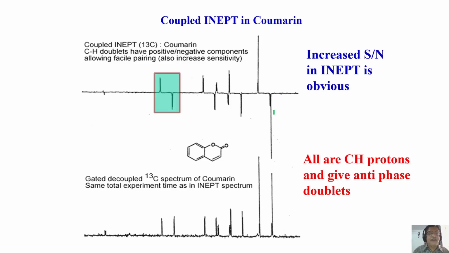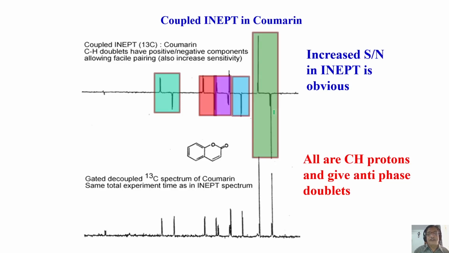You see, you always get antiphase components. This is the antiphase, this antiphase, this antiphase, this antiphase. Of course, it's a coupled INEPT. The only thing is, you have to take the center of this as the carbon chemical shift, and you will get 2 peaks like this. But that's not a great achievement because the signal to noise ratio gains only when you add up. So coupled INEPT is not the most advantageous thing as far as we are concerned.